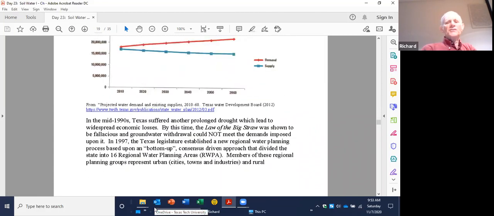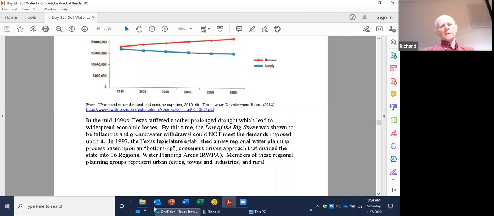In the mid-1990s, Texas suffered another prolonged drought, which led to widespread economic losses. By this time, the law of the big straw was shown to be totally fallacious, and groundwater withdrawal could not meet the demands imposed upon it. In 1997, the Texas legislature, and they don't want to act unless they absolutely have to, but by 1997, the Texas legislature realized that they needed to have a regional water planning process.